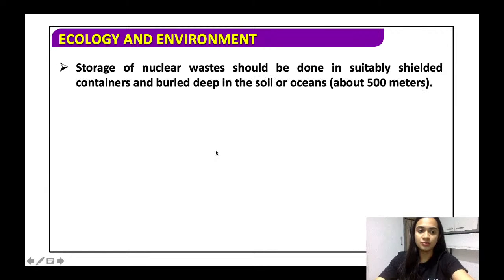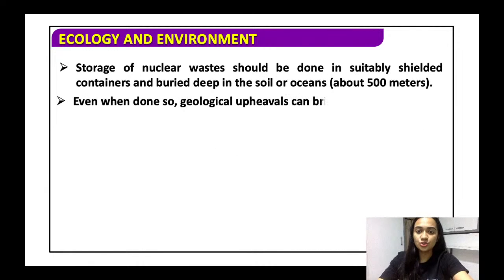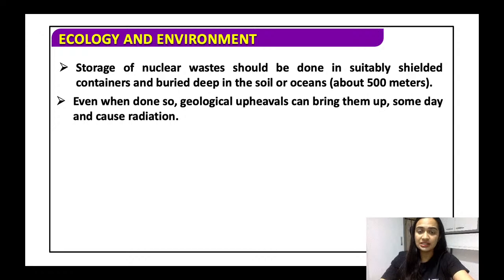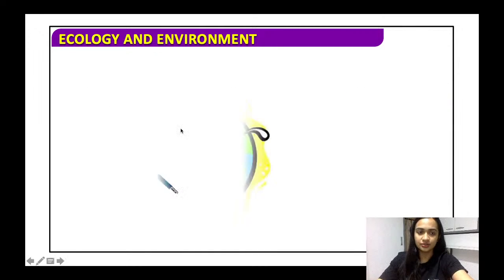Now, therefore, nuclear waste is an extremely potent pollutant and has to be dealt with utmost caution. That means with utmost precaution. And even the storage has to be done in a very shielded and in a very protective manner. And they are buried deep under the soil, very, very deep, about 500 meters deep. So even when this is done, the geological upheavals can bring them up someday and they can lead to radiation.